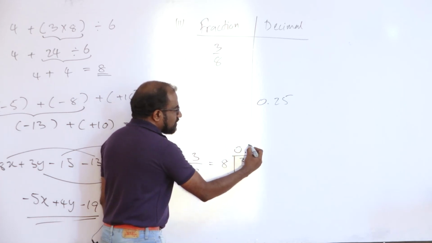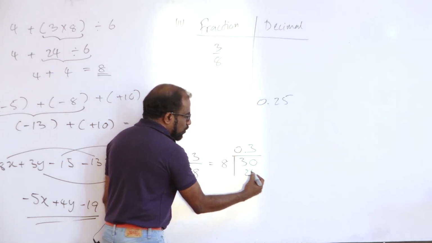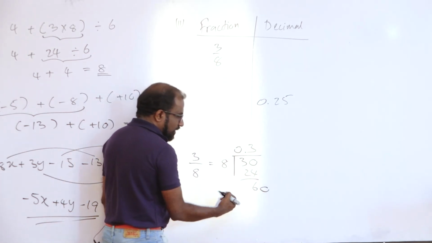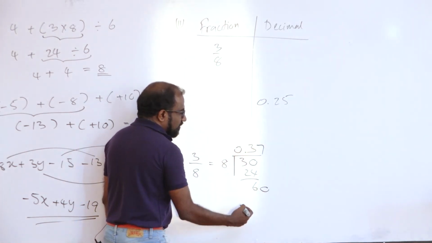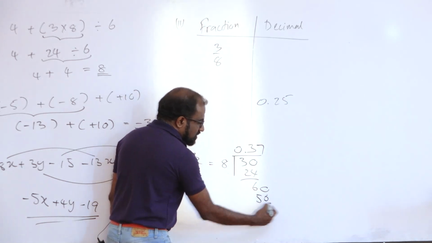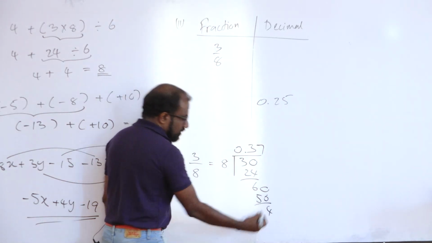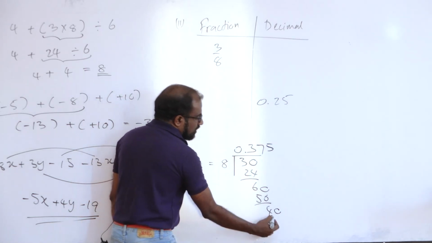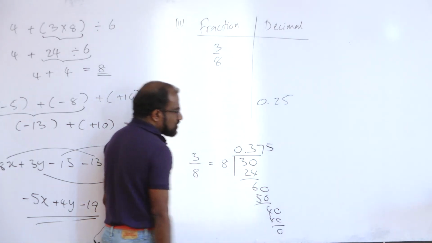30 divided by 8 is 3. 3 times 8 is 24. Remainder 6. Put a 0, 60. 60 divided by 8 is 7. 8 times 7 is 56. Remainder 4. Put another 0. 40. 40 is 8 times 5. 8 times 5 is 40, remainder 0.